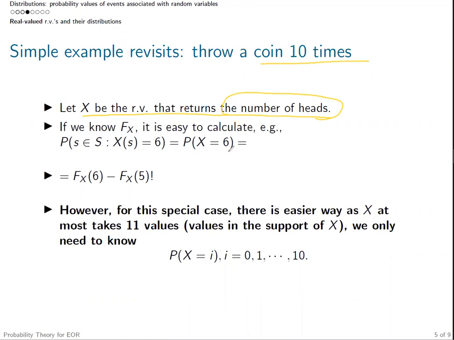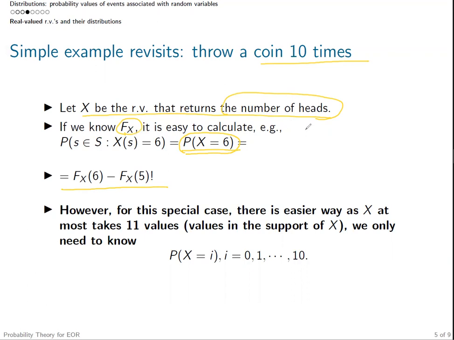If we know the distribution, if we know F_X, it should be easy to calculate probability values like that of the event X equal to 6. Because we already discussed that if we know the CDF, we should know the whole distribution. If we know the distribution, we should be able to specify all probability values of random events associated with these random variables. So we should be able to calculate this value using values from the CDF function. And indeed, it can be calculated in this way. We can pause the video at this moment and think about why.